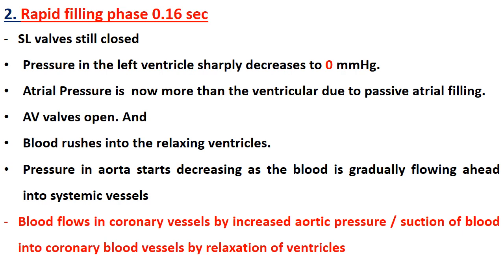The ventricle has relaxed. A vacuum has been created in the ventricle. The blood vessels that are present in the ventricular muscles are now opened up and hungry for blood. They are waiting for blood. Blood flows from the aorta into the coronary vessels because the aortic pressure is more and the coronary vessels are empty, needing the blood. Also, as the coronary blood vessels have opened up by relaxation of the ventricles, there is suction of aortic blood into the coronary blood vessels by relaxation of the ventricles.